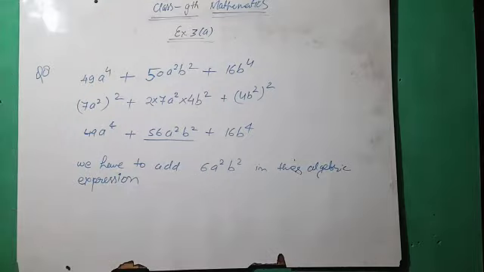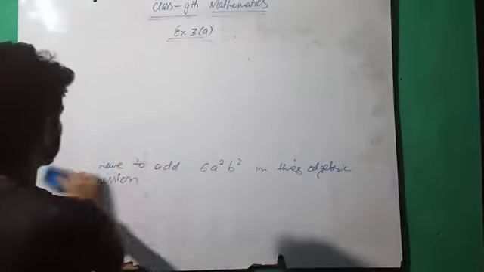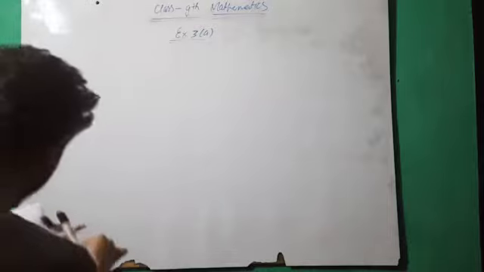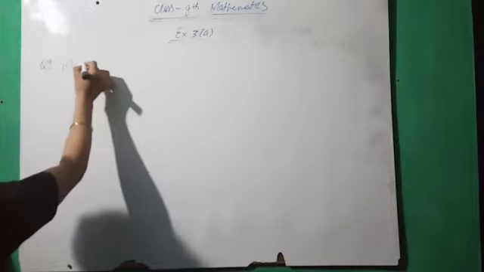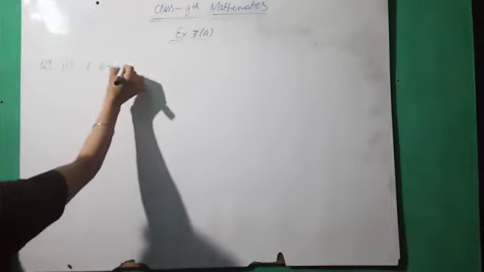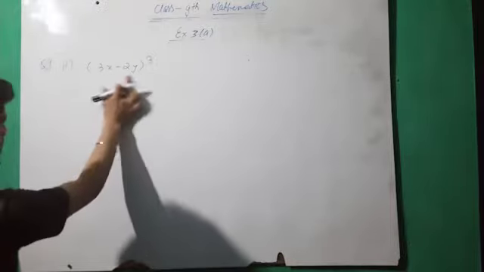Now move to question number 9. That is very simple again. We have to apply only the cube formulas in all the questions. First, question number 1 you have to do in your rough copy. Question number 2. Question number 9, second part. 3x minus 2y whole cube is a minus b whole cube.